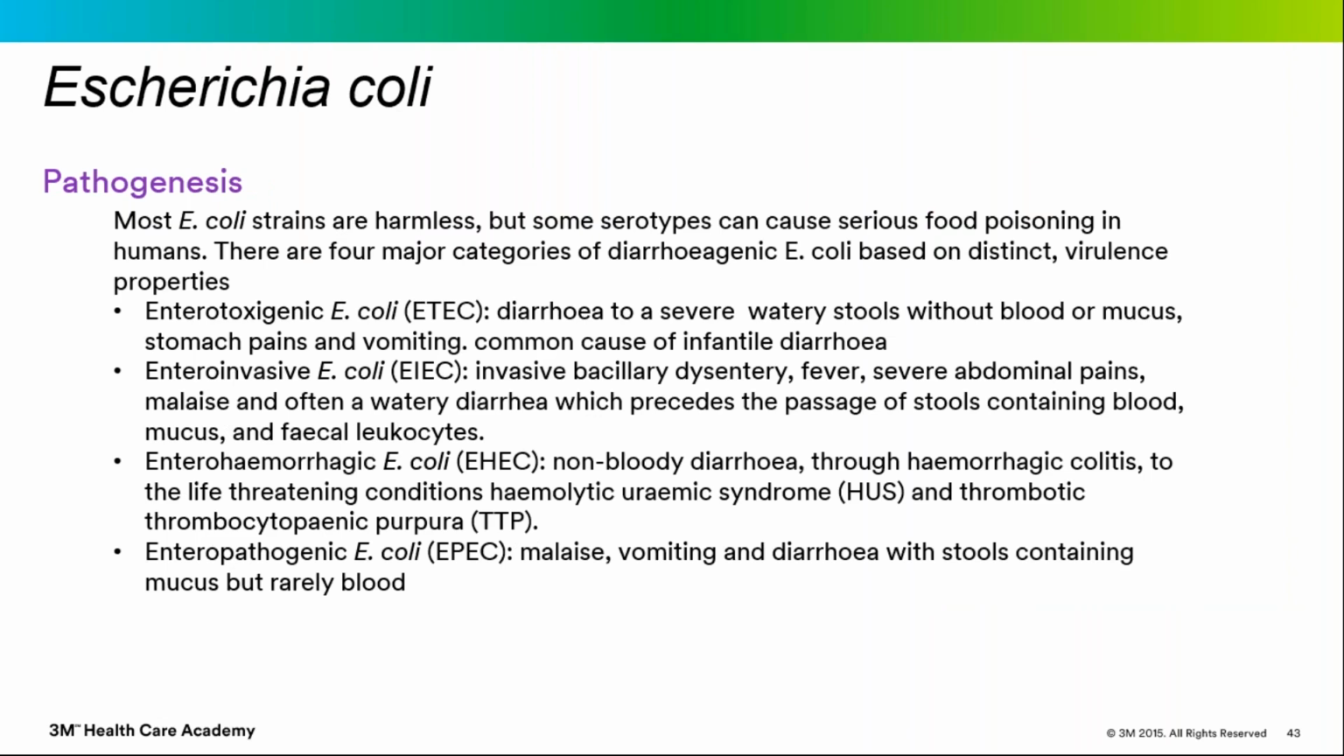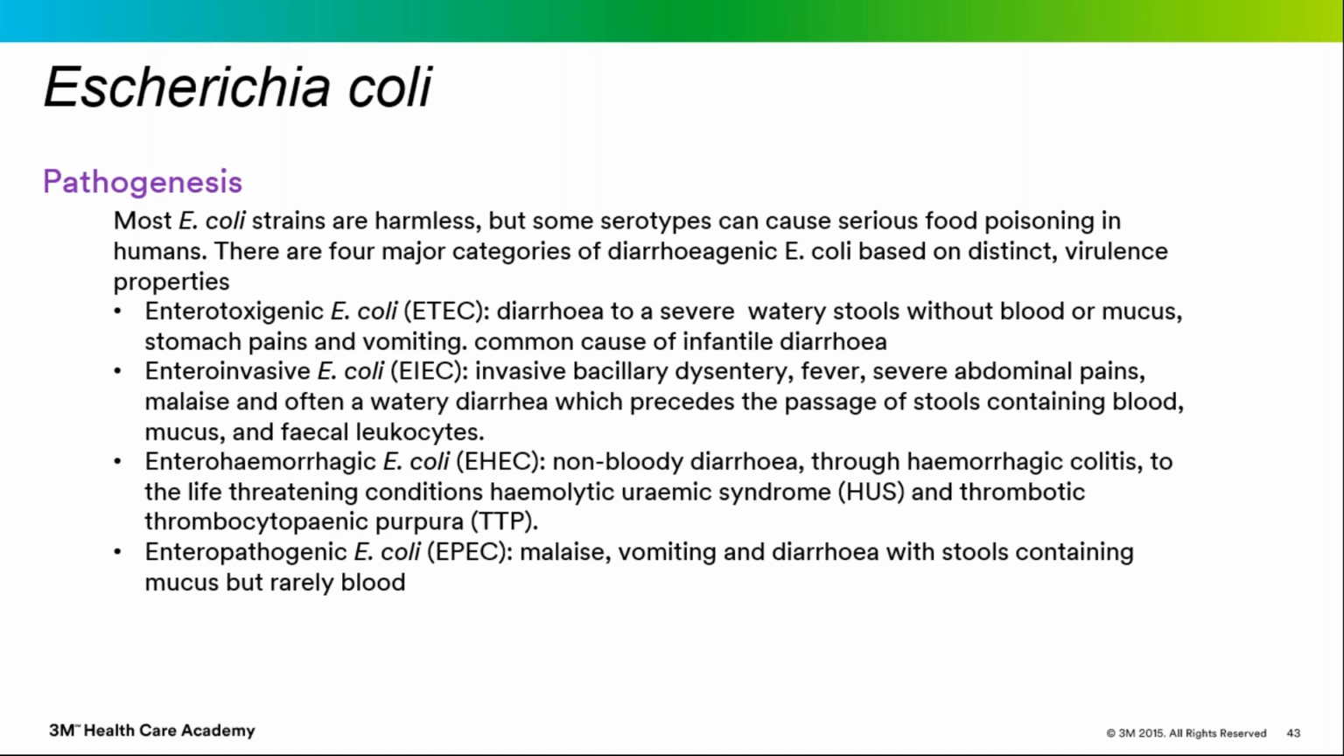Coming to the pathogenesis. Most E. coli strains are harmless, but some serotypes can cause serious food poisoning in humans. There are four major categories of diarrheogenic E. coli based on distinct virulence properties. These are enterotoxigenic E. coli, which is ETEC, enteroinvasive E. coli, which is EIEC, enterohemorrhagic E. coli, which is called EHEC, and the last one is EPEC, which is enteropathogenic E. coli.